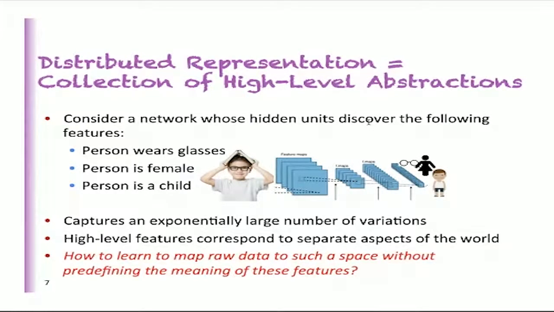So the big question is, unless we hard code the meaning of these representations, which is not what we want to do, we'd like the computer to discover that. Well, how do we do that? How can computers learn from data to discover, in an unsupervised way, in an autonomous way, these kinds of representations?